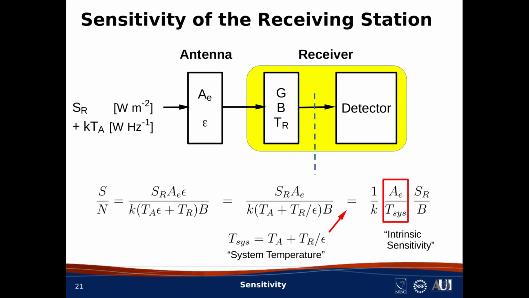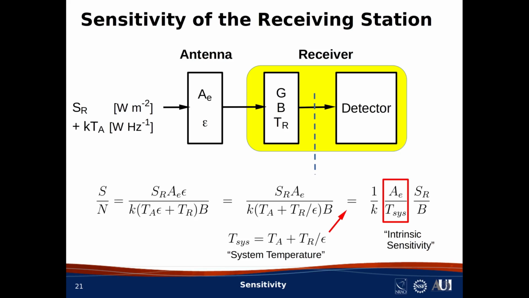AE over T-sys, on the other hand, is completely independent of the signal S sub r. AE says how effective the antenna is in scooping power out of the radio wave, and T-sys describes the overall noisiness of the system. This makes AE over T-sys a convenient way to describe the overall sensitivity of the receiving station. It is the intrinsic sensitivity of the station. It's something that you could specify to a designer and have confidence that the resulting design meets your sensitivity requirement.